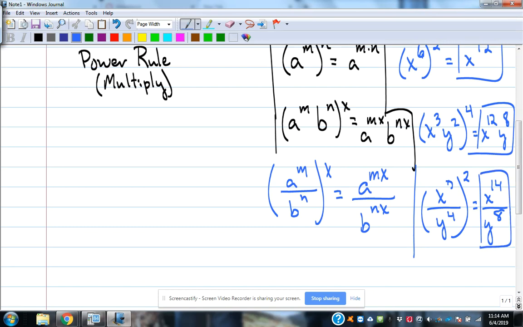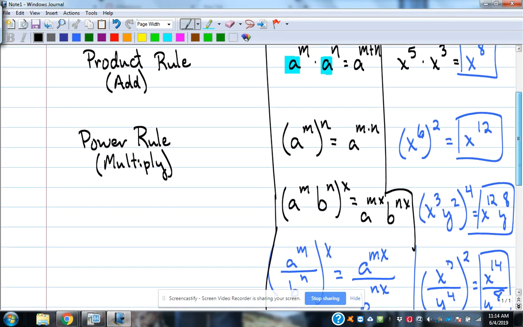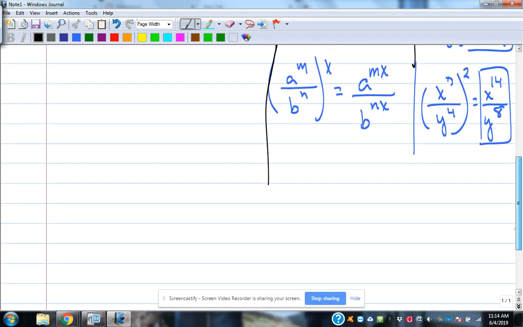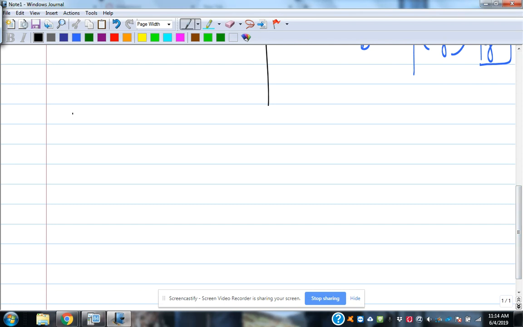So power rule, anytime there are parentheses, that's when the power rule is going to come in. Parentheses, that's how you know to multiply exponents. If it's just multiplying, that's the product rule, and you're going to add exponents. So multiplying the exponents comes with parentheses. And the last rule, there's only 3 of them that we've got to deal with, is the quotient rule.